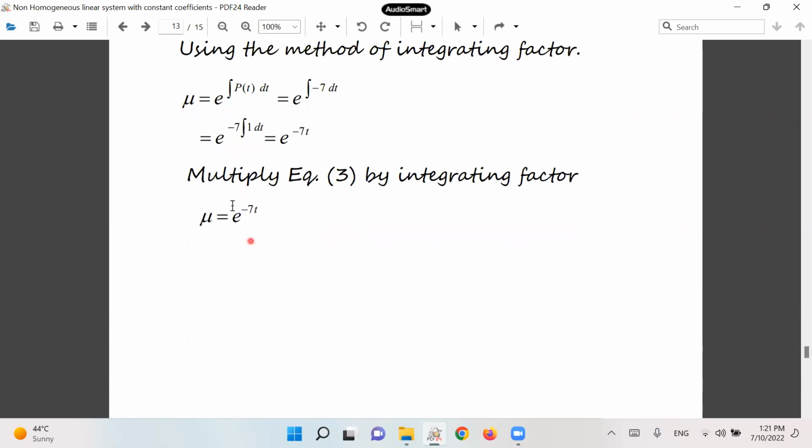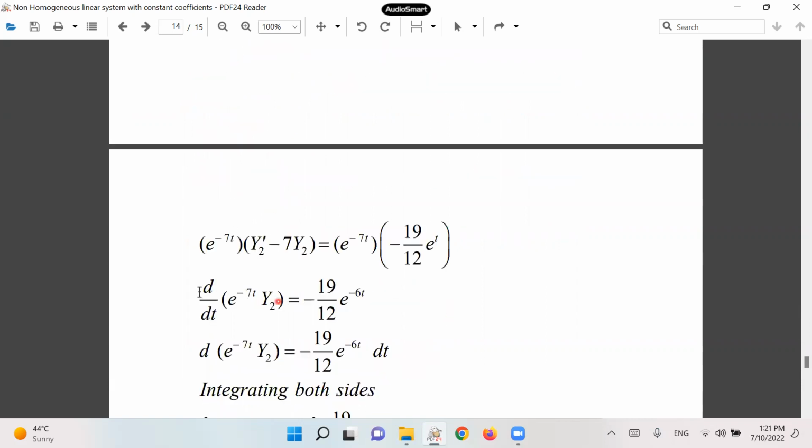We will multiply this integrating factor with the given equation, on both sides. When we multiply the right hand side, we will get minus 7 plus 1t, so it will be minus 6t. So 19 over 12 into e power minus 6t.